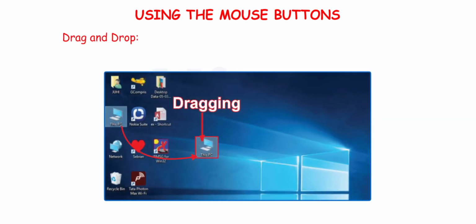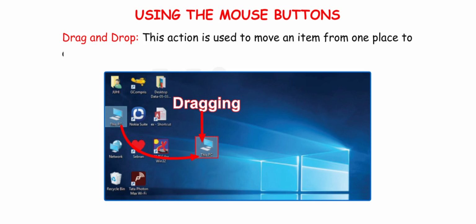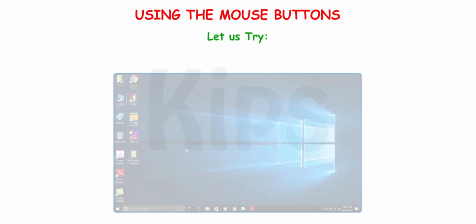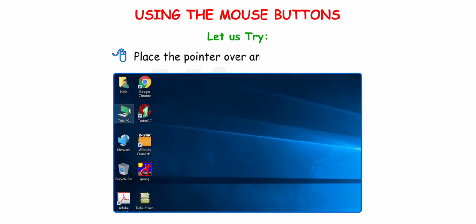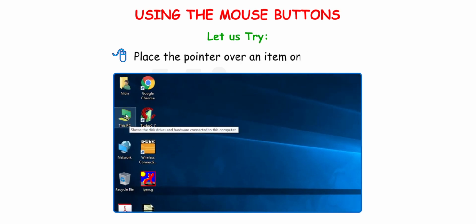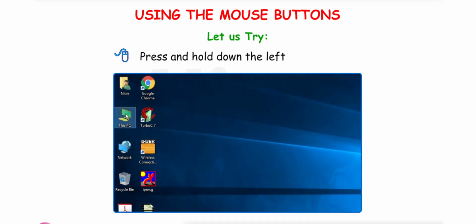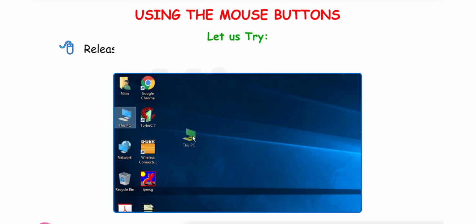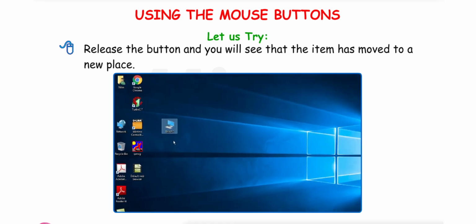Drag and drop. This action is used to move an item from one place to another on the monitor with the help of a mouse. Let us try. Place the pointer over an item on the screen. Press and hold down the left mouse button. Now move the pointer to the place where you want to place the item. Release the button and you will see that the item has moved to a new place.